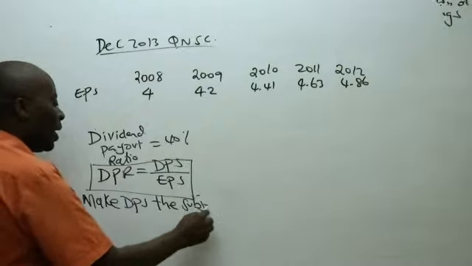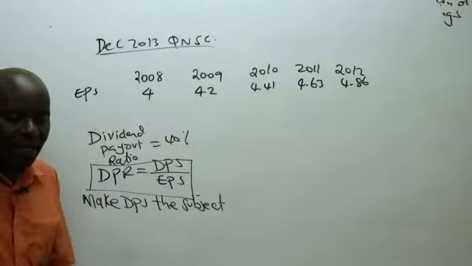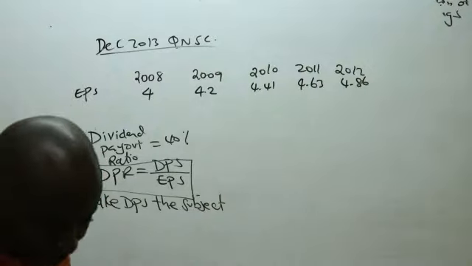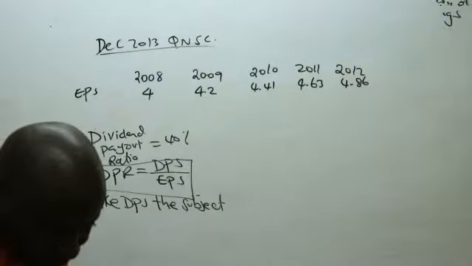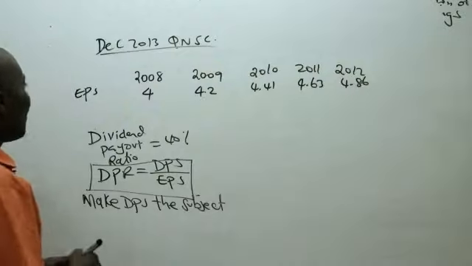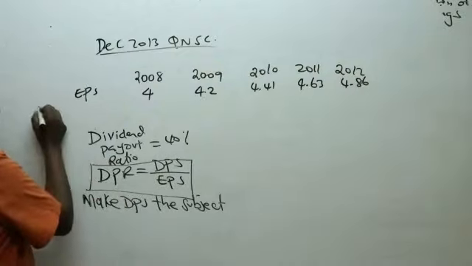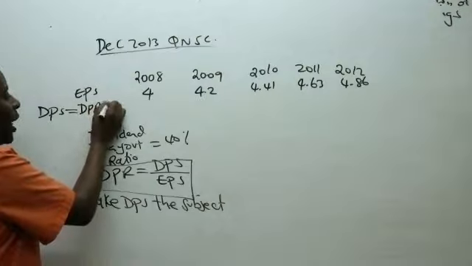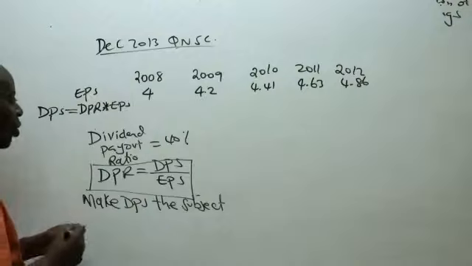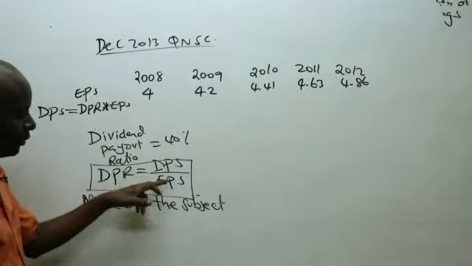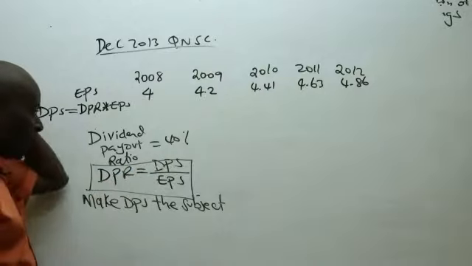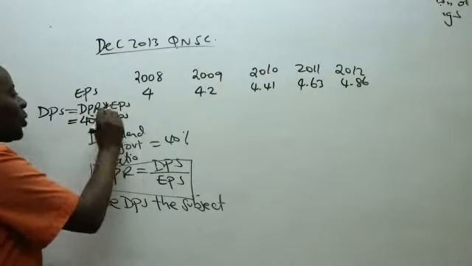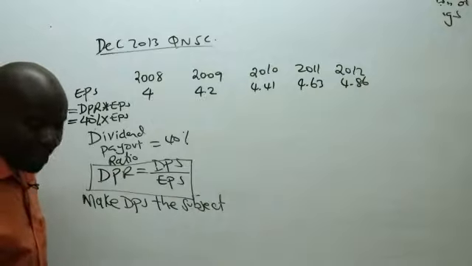And then I would want you to make DPS the subject, make dividends per share the subject of the formula. If I cross multiply, I will see right away that my dividends per share will be equal to dividend payout ratio times EPS. So this will translate to 40% of our EPS.